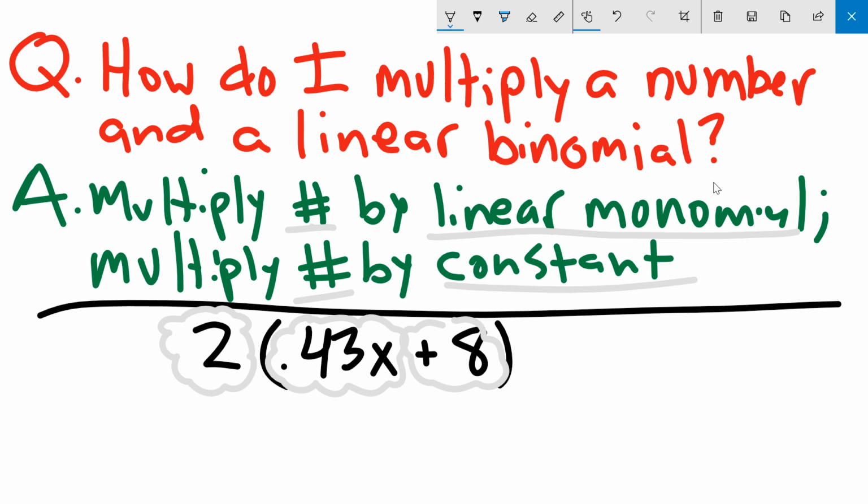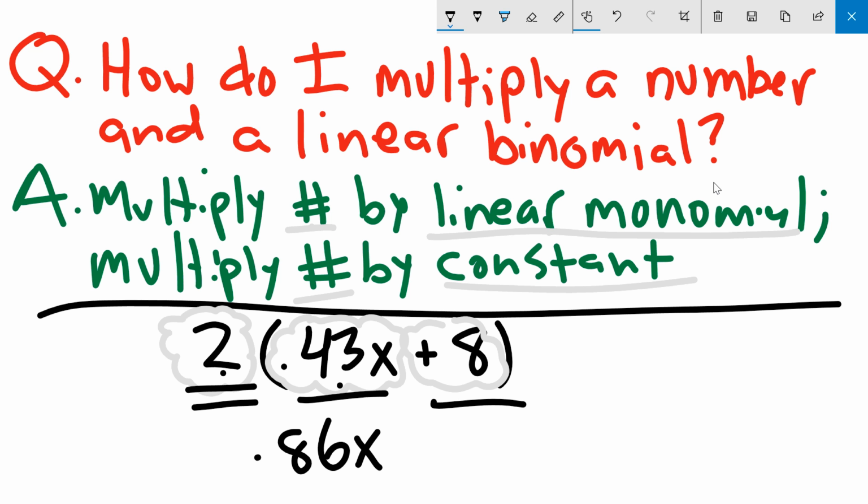First, we're going to multiply the number by the linear monomial, which is, let's change color, we got this and this, right? 2 times 0.43x is going to be 0.86x. Ta-da. Okay, next, 2 times positive 8. Well, 2 times positive 8 is positive 16. Yes, we're going to actually write the positive because there's something before it. If there's something before it, we're going to actually write this positive out.